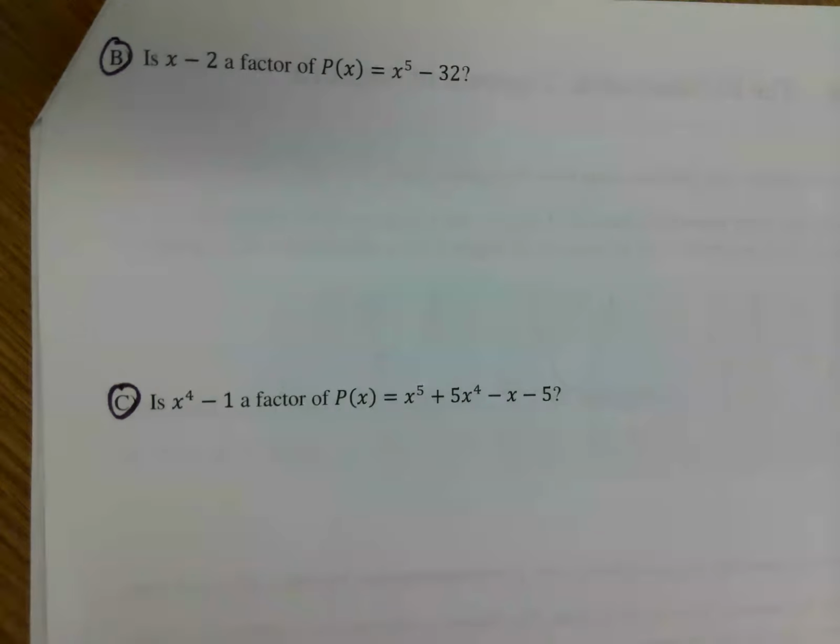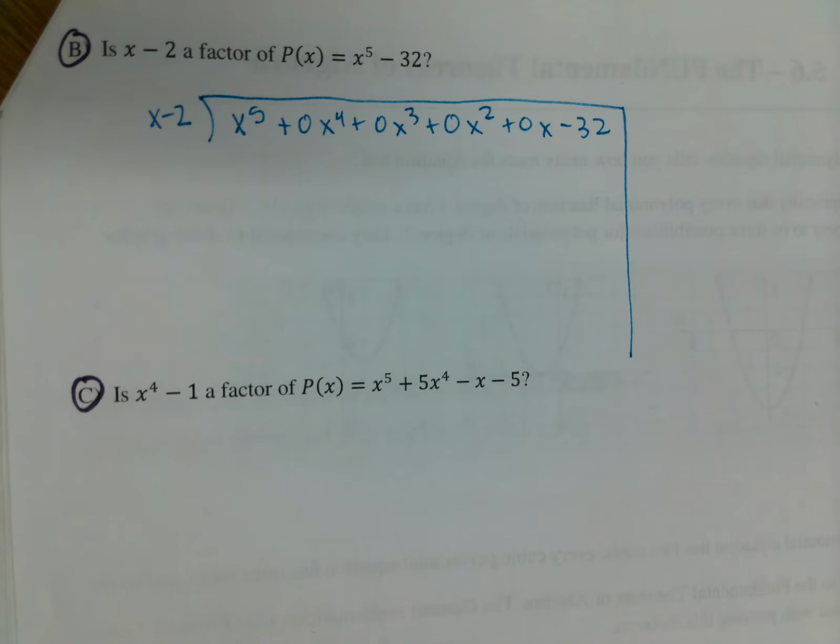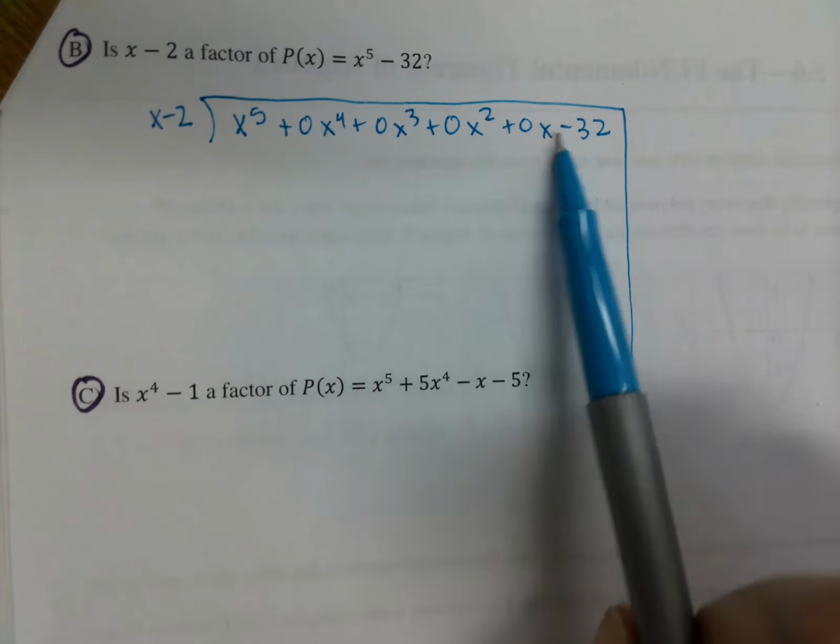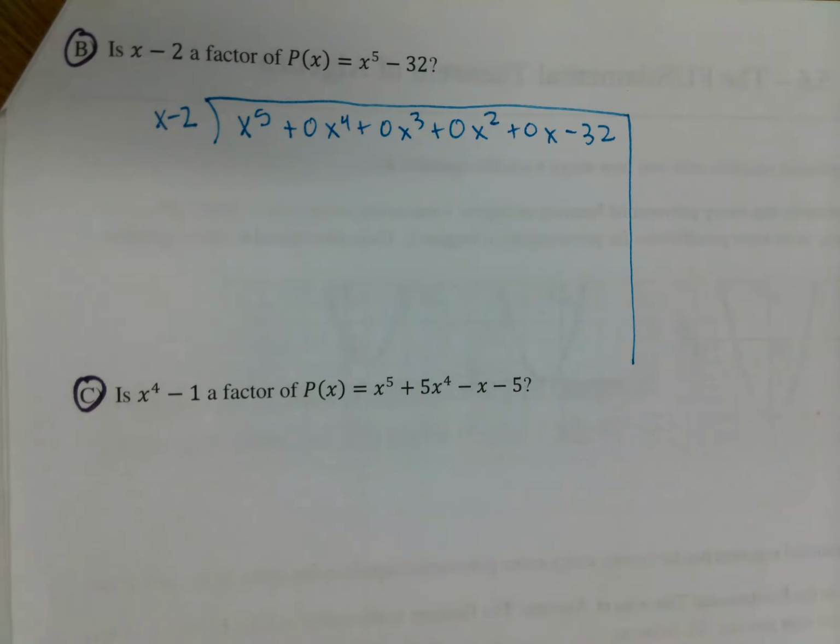I want you to try these two by yourself right now. First, you should have it written like this. You have to have all those zeros because you have to represent each degree below your highest degree.